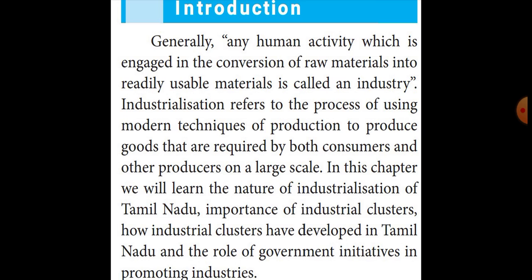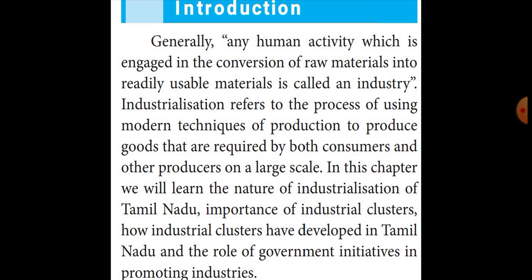First, we learned about industries. That means the human activities of converting raw materials into finished products are called industries. Next, we learned about industrialization. Industrialization refers to the process of using modern techniques of production to produce goods. Those goods are required by both consumers and other producers on a large scale. That means use of modern techniques to improve production.